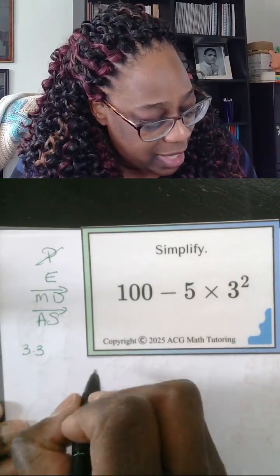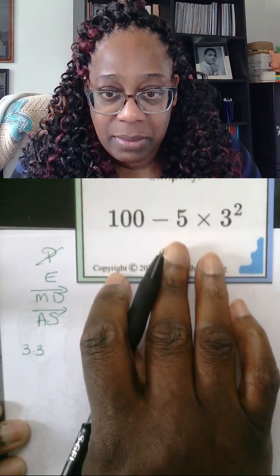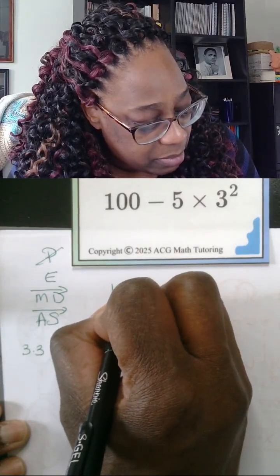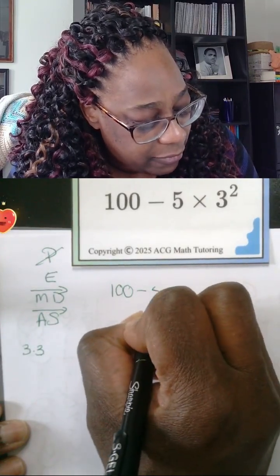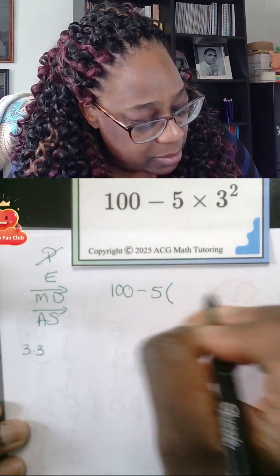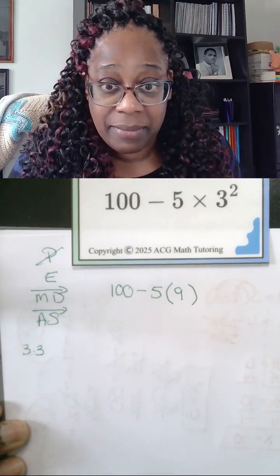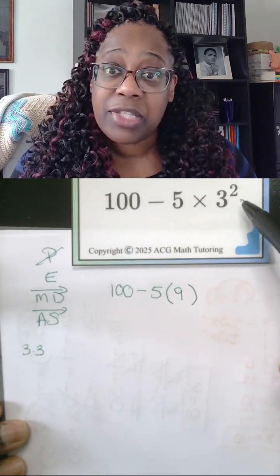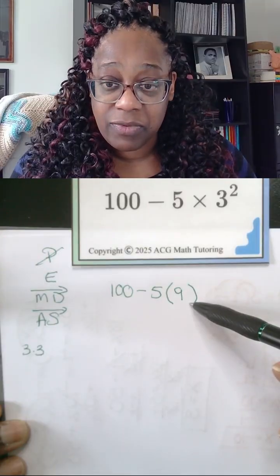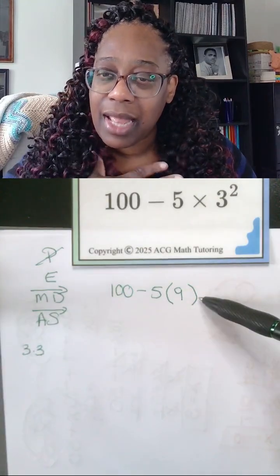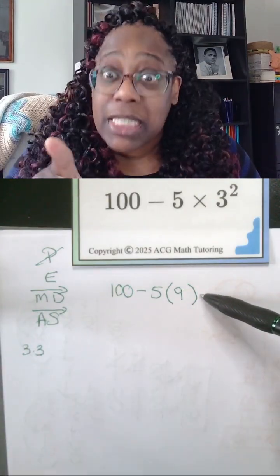Okay? So that means, let me raise this up so I can get myself some room. We have 100 minus 5 times, which I'm going to use parentheses, times 9. So 3 squared, that's 3 times 3. That's where the 9 comes from. Now, this is the thing that everyone keeps doing. Stop it. I love you. I'm saying this out of love, but stop it.